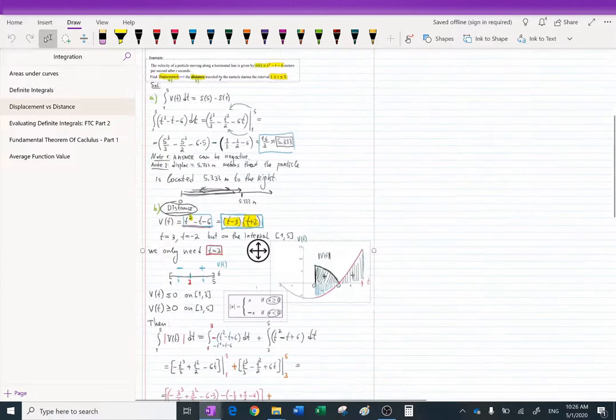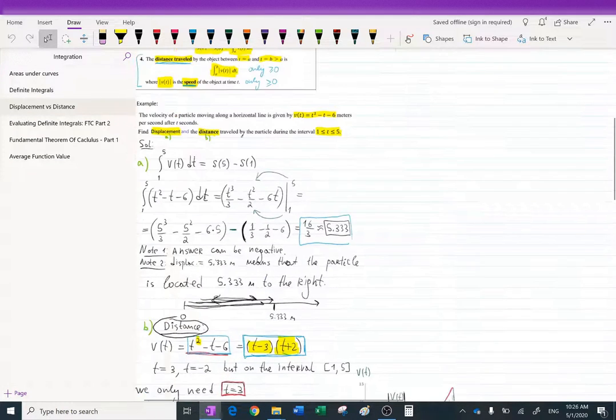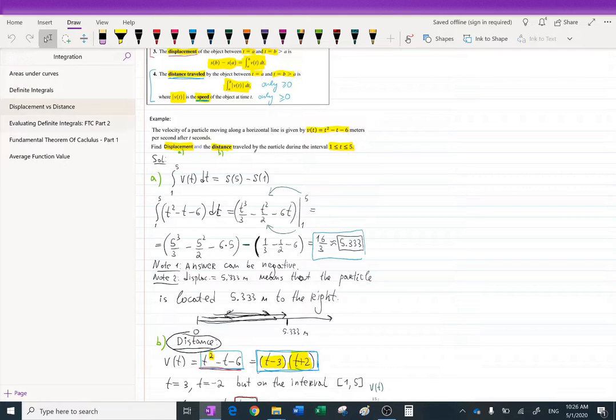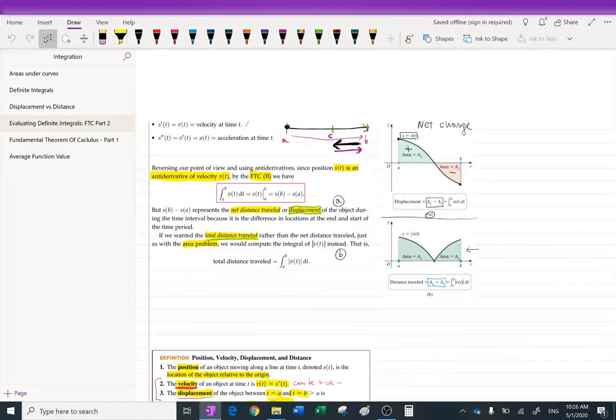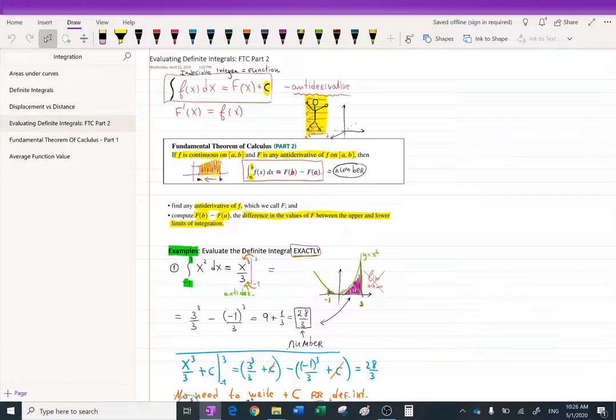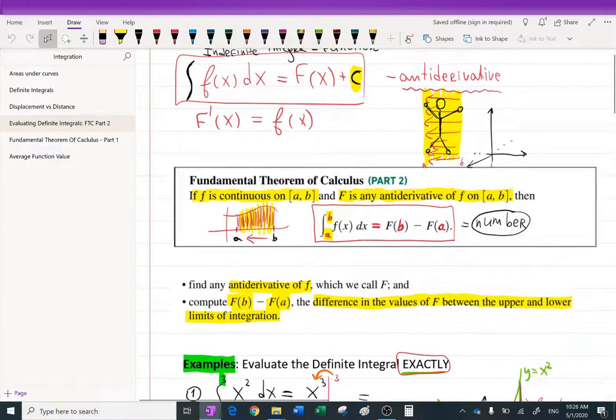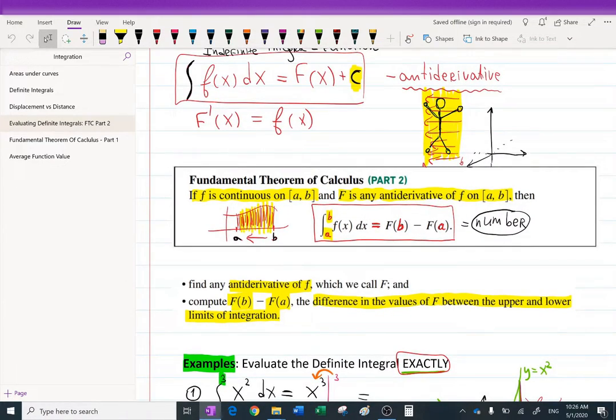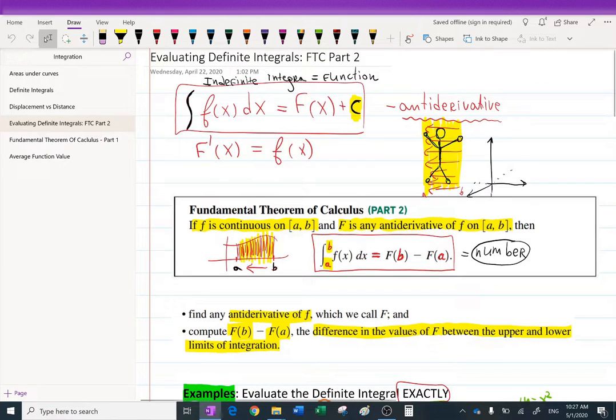Finally, the displacement versus distance topic was kind of confusing, and I will go into this topic in a second, because first we introduced you to the fundamental theorem of calculus, second part. That's the one when we taught you: just find the antiderivative of the function inside of the integral, plug in the upper limit of integration, plug in the lower limit of integration, and find the difference. F of b minus F of a.